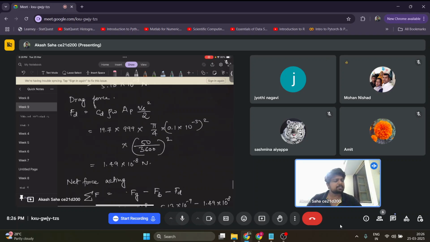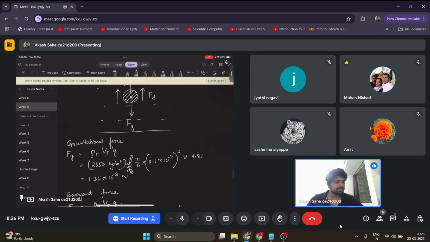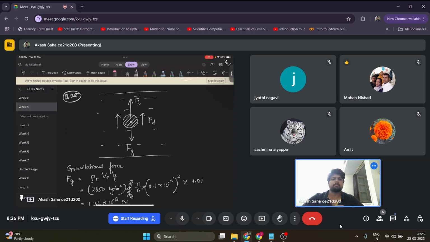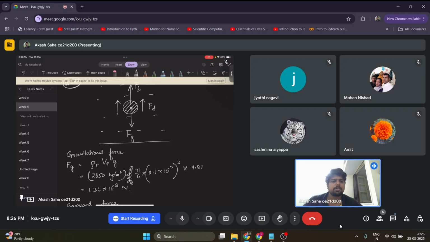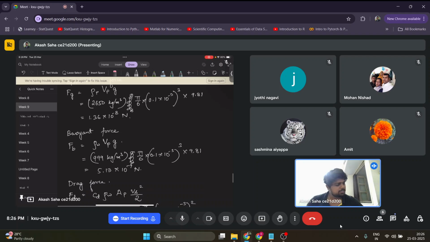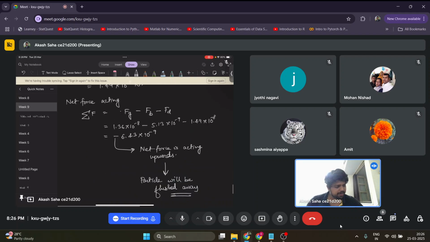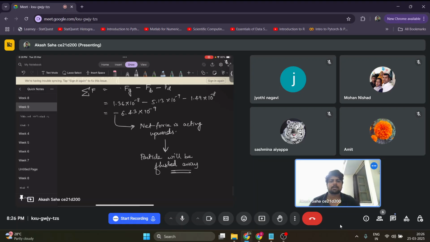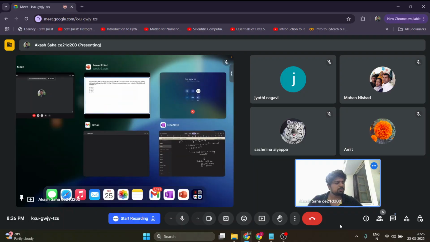Okay, so I don't think this type of problem will come in the examination, but just to clear your fundamentals, I have kept this. If this type of problem does come, all these parameter values will be given to you. No assumptions have to be made, because everyone has to get a consistent result. But this is how you have to solve: first the gravitational force, then the buoyant force, then the drag force, then find out the net force acting. And if it is upwards, that means the particle will be flushed away. Right? I hope this is clear to all of you.